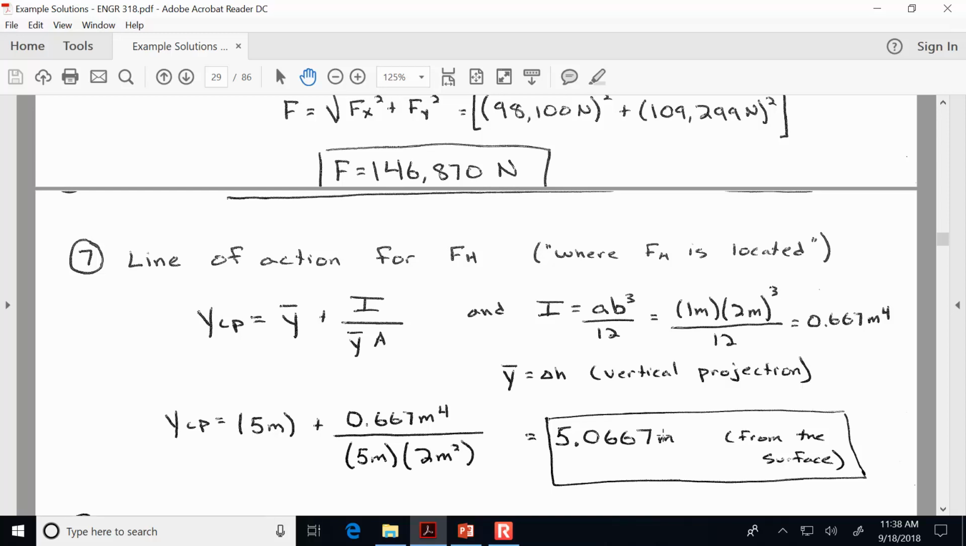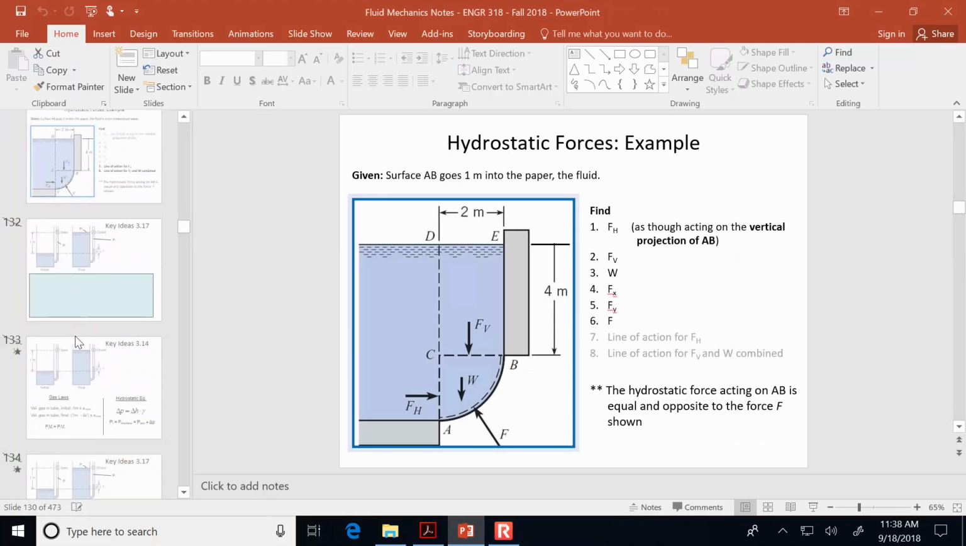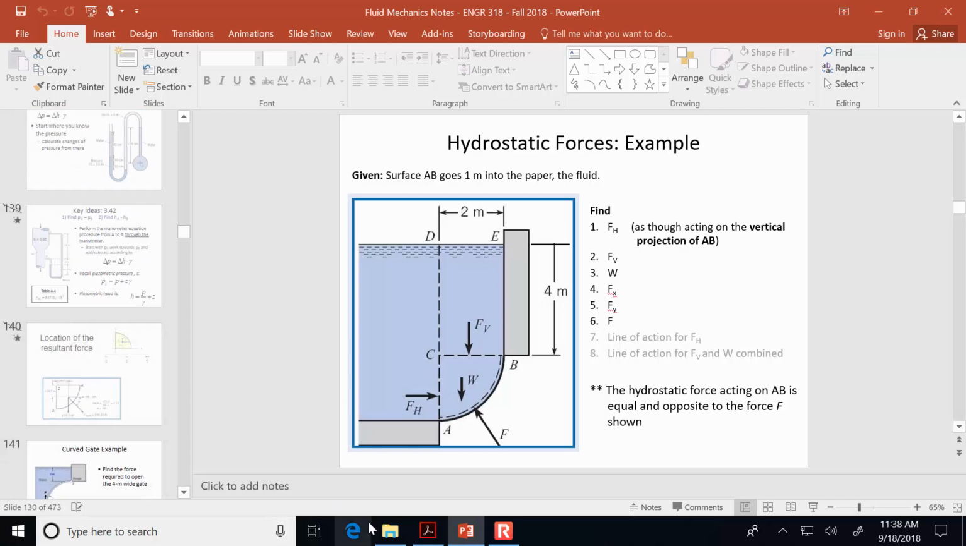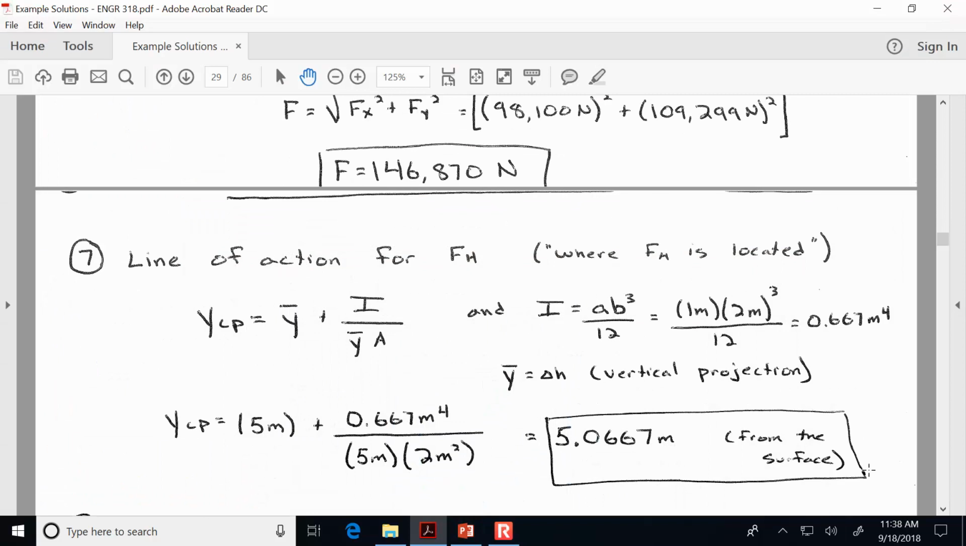So that's how we describe the location of the horizontal component of the hydrostatic force, by describing the YCP. The way that we calculate the location of the vertical forces is a little bit more complicated. It's just sort of like a weighted average.